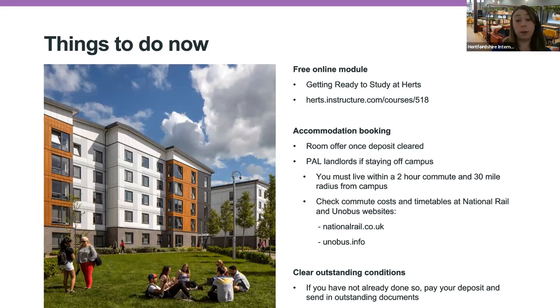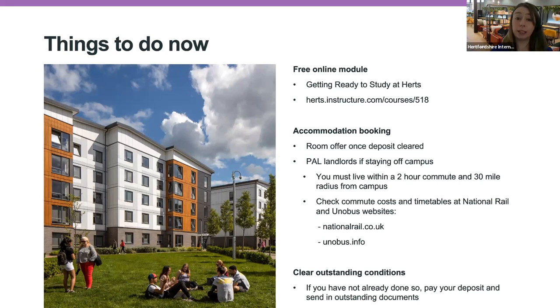Accommodation, really important. If you haven't already sorted out your accommodation, this is the time to do so. We've still got rooms available on campus, and you can apply for an on-campus room with your 8-digit student ID and conditional offer, and you'll be given an offer of a room once your deposit has cleared. You do need to live as close to campus as possible if you are looking to live off campus for any reason, but we would always recommend staying in the rooms on campus if you can. Absolute maximum 2-hour commute and 30-mile radius from campus.